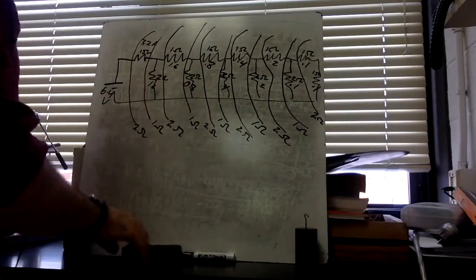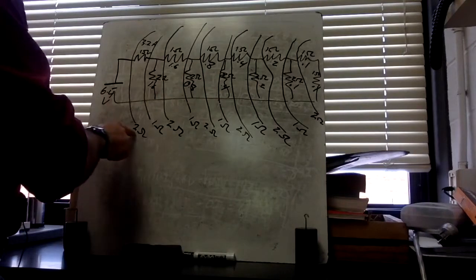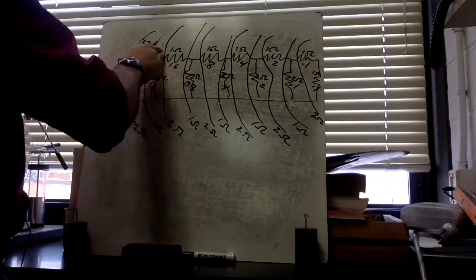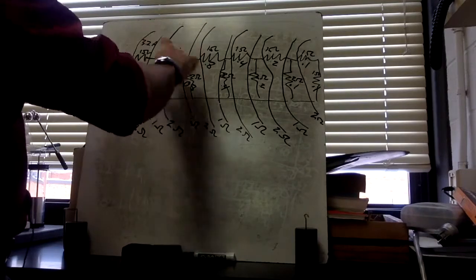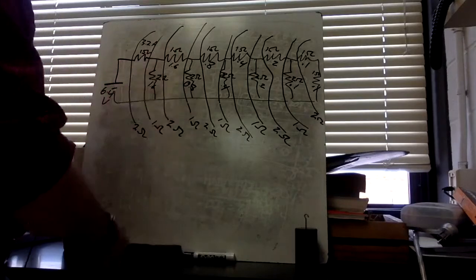Okay, so I is V over R, so 6.4 divided by 2 gives me 3.2 amps. That's how much current is going through this resistor. And now the current splits. It splits, and it's even on both of these, right?